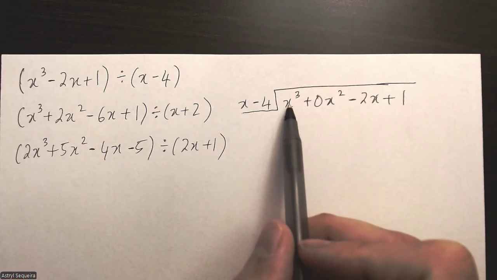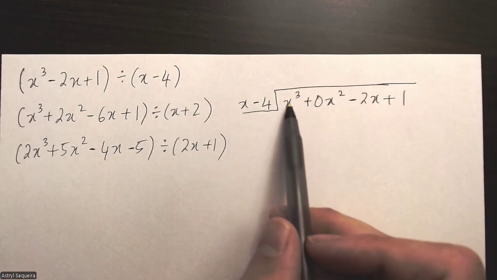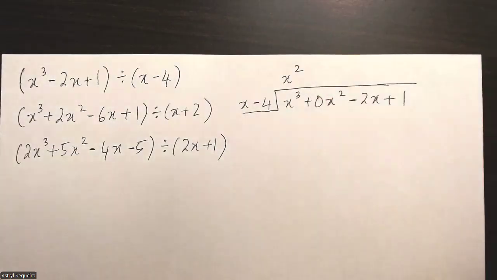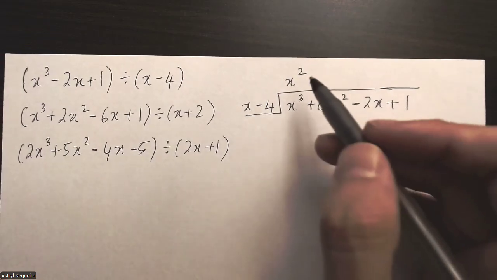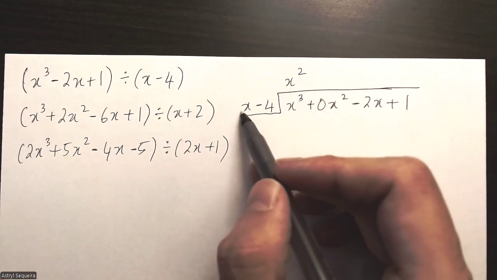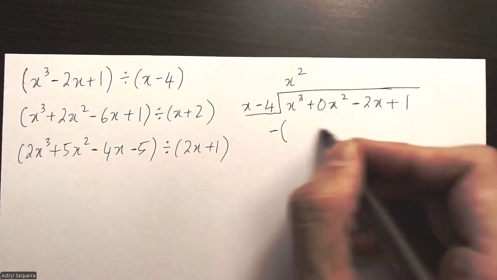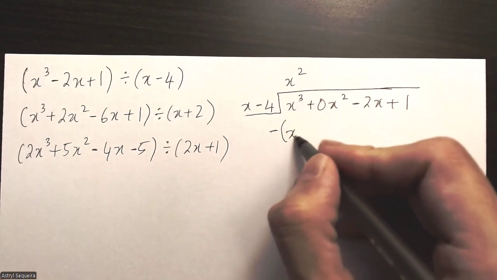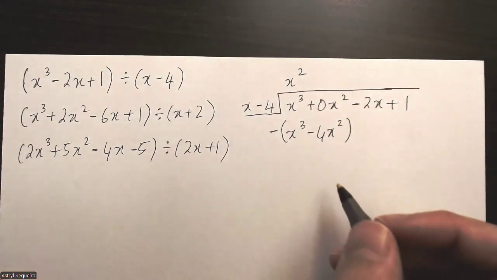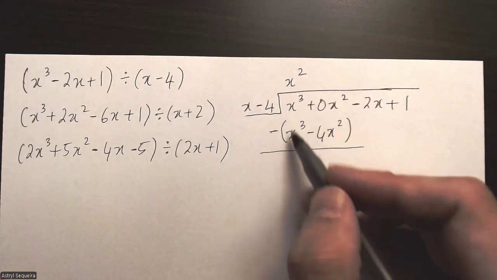The first thing that I do is I take the first term here and I divide by the first term here. So x cubed divided by x, that's just x squared, and I'm going to write that on the top. Then I'm going to multiply this top by this full term here. So x squared times x minus 4. I'm going to subtract that inside a bracket over here. It's going to be x cubed minus 4x squared. Make sure everything lines up perfectly. And then let's do the subtraction.